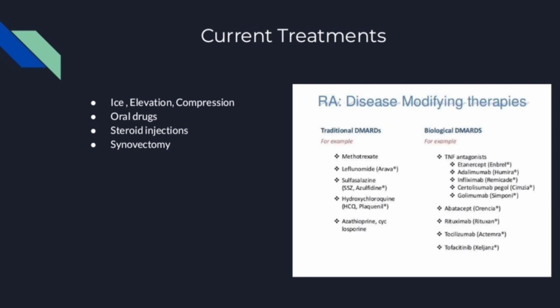Disease-modifying anti-rheumatic drugs, or DMARDs, are used more commonly for severe cases. There are a large variety of these type of drugs, and you can see on the figure on the right, or the list on the right, I should say, that there are traditional and biological forms. While knowing all of these forms is not highly important, I added this to the slide primarily to show that there are multiple different kinds of DMARDs.